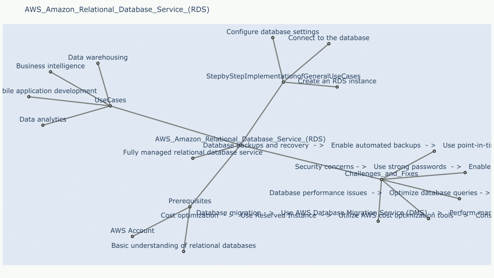Challenges and fixes. Database performance issues. Optimize database queries. Analyze query plans and identify inefficiencies, such as using appropriate indexes, avoiding unnecessary joins, and optimizing data types. Increase instance size. Scale up the RDS instance to accommodate increased workload and improve performance.